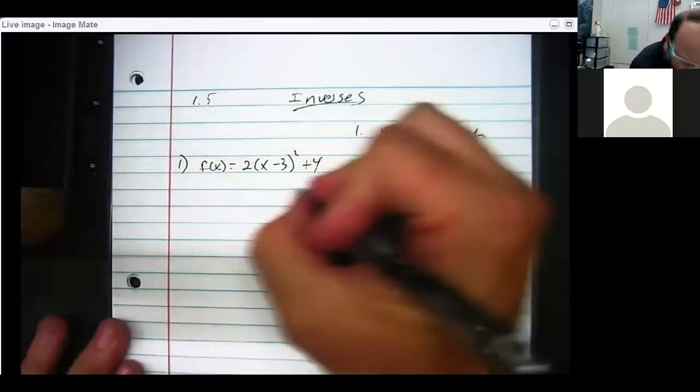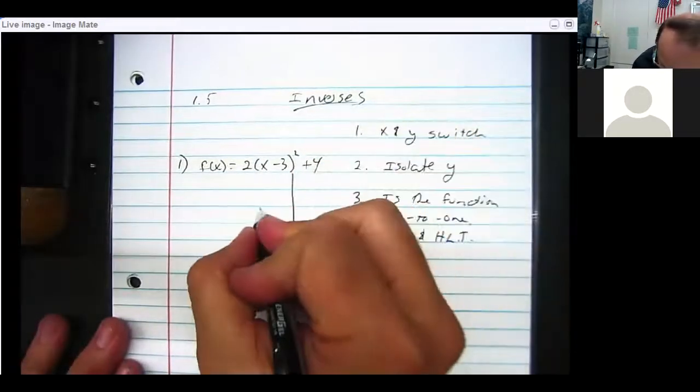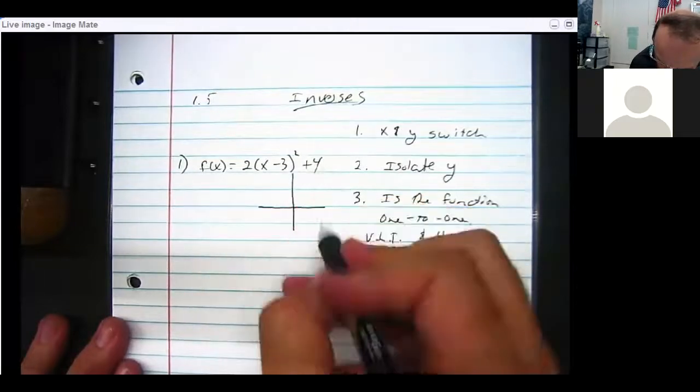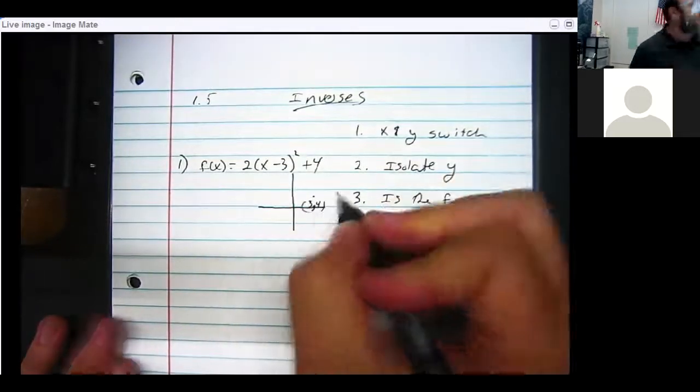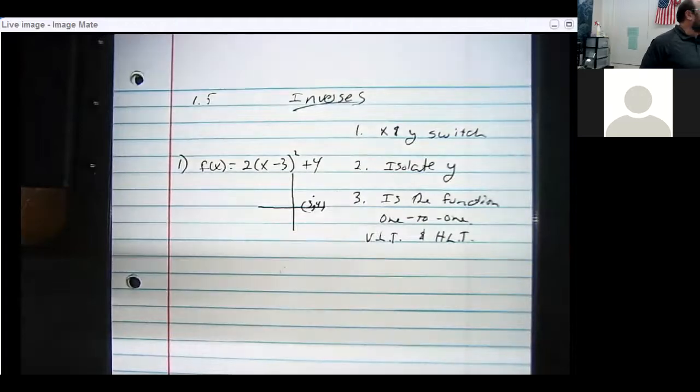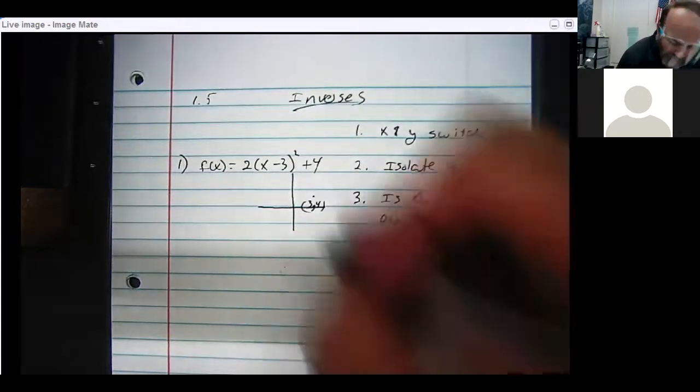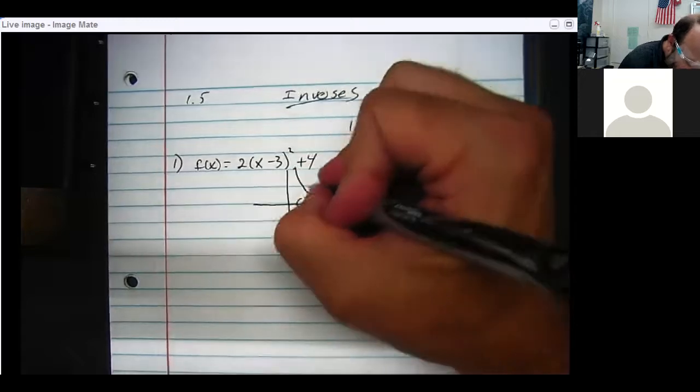But let's draw a picture of it. I know that this particular graph has a vertex at (3, 4). Are you guys comfortable with saying that that has a vertex at (3, 4)? I think you did all of that back in your Algebra 2 days. And it looks kind of like this. Again, don't do this yet.